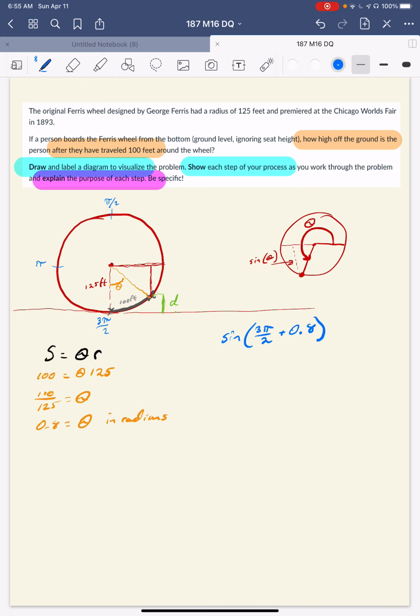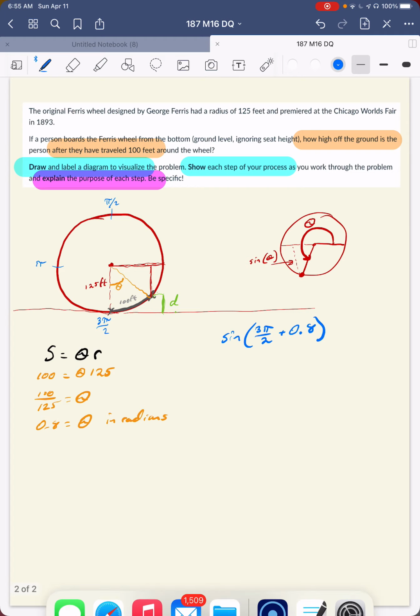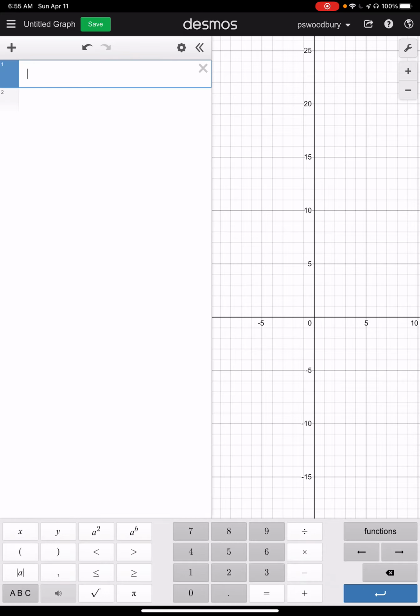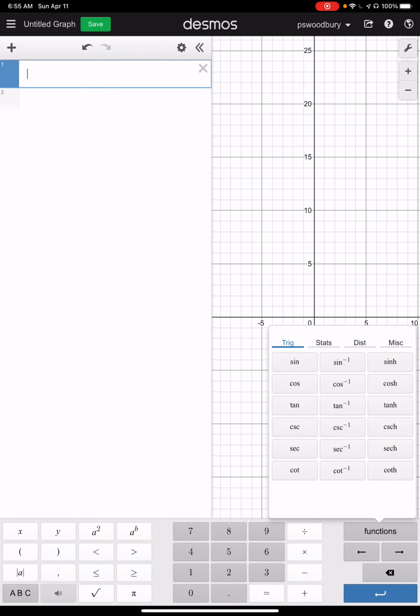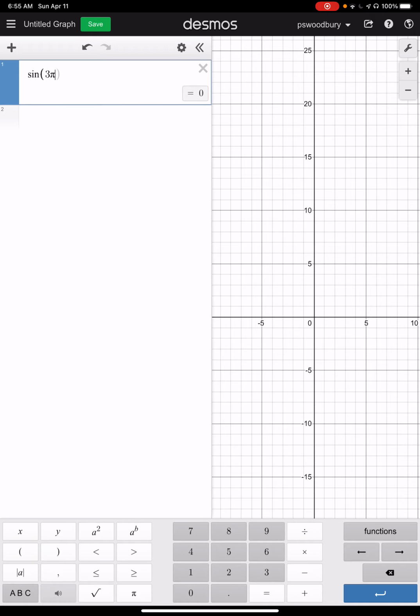Okay, now I can just go straight to Desmos and do this. Let me pull up Desmos here. Okay, so I can take the sine of 3 pi divided by 2 and add to that 0.8. And notice I'm getting a negative 0.6967.